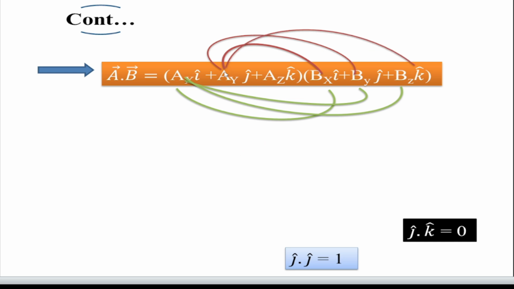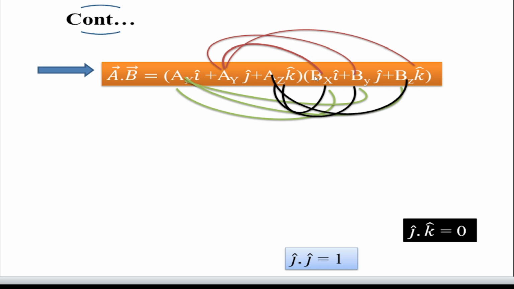Great. Now the last one, our attempt will be: we have to multiply the z component of vector A with the x component of vector B, followed by the z component of vector A with the y component of vector B. At the end, we have to multiply the z component of vector A with the z component of vector B. Great.